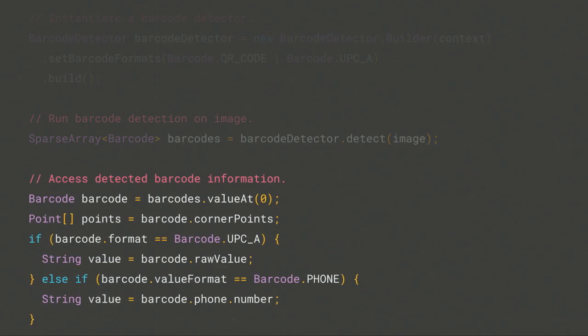After you have the barcodes, you can access their properties. Every single barcode has some common properties, like raw value, the encoded barcode value; corner points, where this barcode is located in an image; as well as barcode format, whether it's a UPCA or a QR code. A 2D barcode can actually contain structured data. We parse the data for you. So you want to check the value format. In this particular case, it's phone. There are also other value formats like contact, address, and others. Once it's parsed, you can access it through an object that we provide.